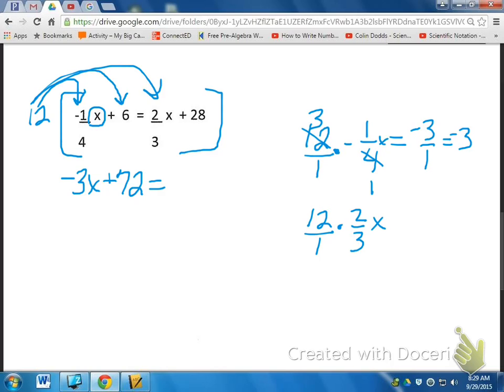Remember that your 12 is over 1. So by killing the fraction, it cancels out that 3. The 3 becomes a 1. What will the 12 become? 4. And remember, there's still a 2 on the top, so when I multiply straight across, I get 8 over 1. There's still an x there, which is really what? 8x is what we're going to write in our problem.